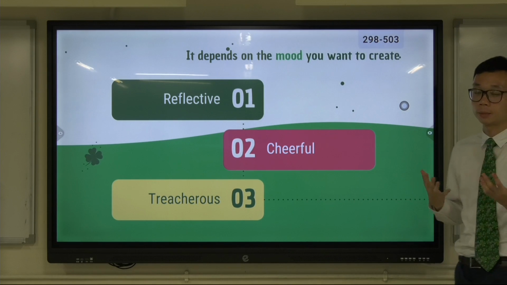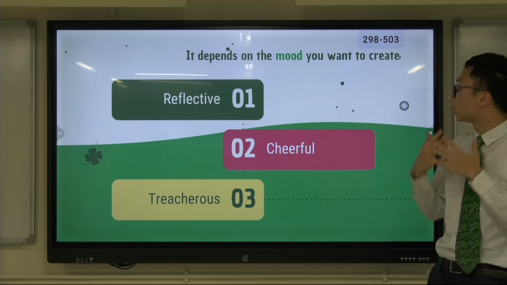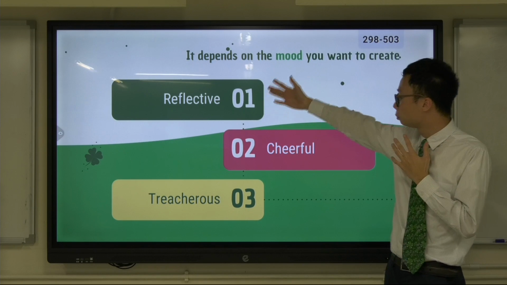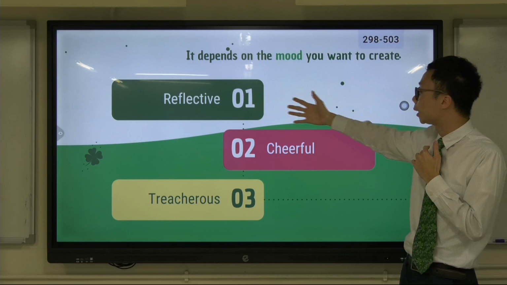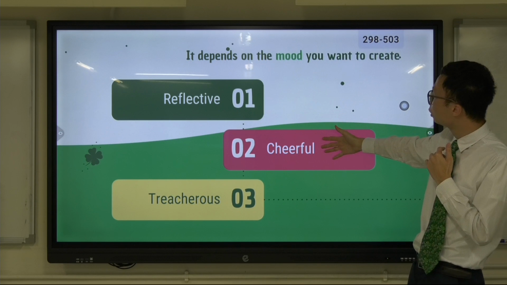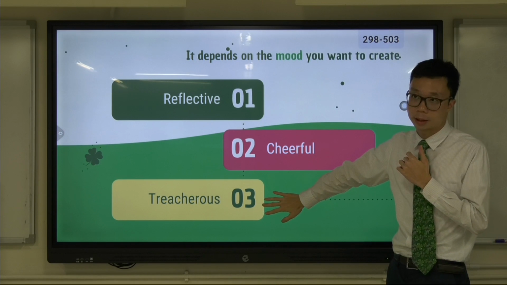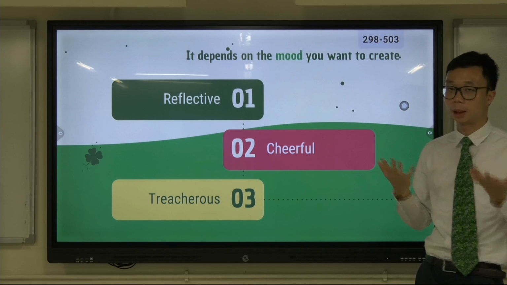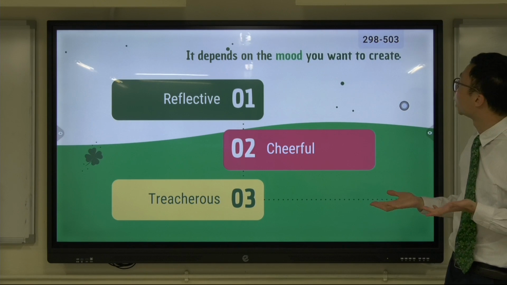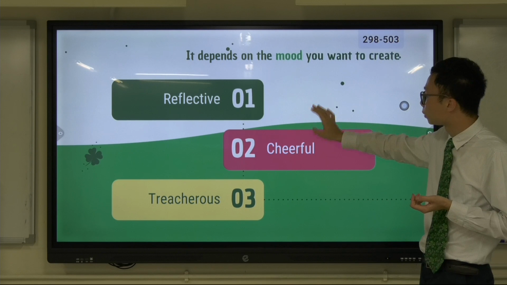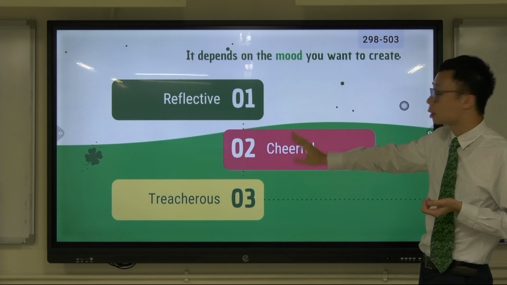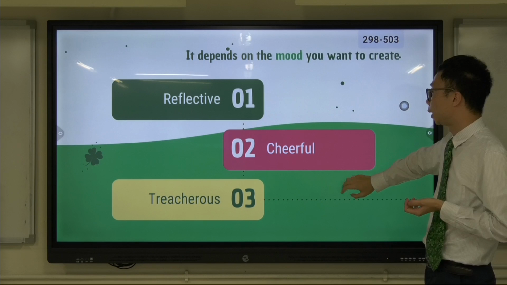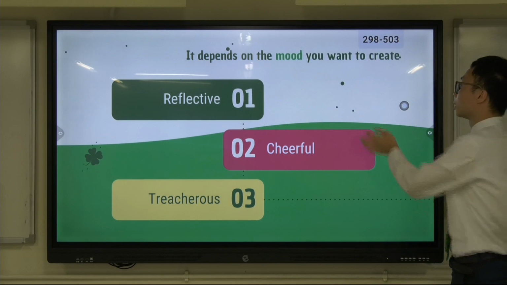Say that you want to make your story effective: 反省 reflective, 開心 cheerful or treacherous 背叛. So it depends on the mood that you want to make, how your piece of writing is supposed to be. And I'll explain 2 of them here, just to explain how it works.